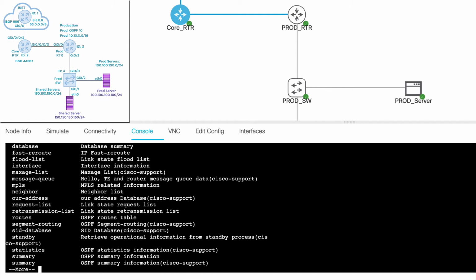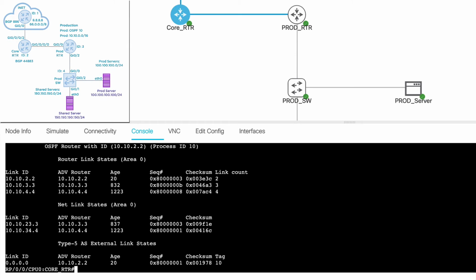OSPF database. And if you look at our type 5, you'll see that we have a default route in our database. So that's an easy way to check it on this device, is to check our OSPF database to say, hey, where's that default route? Are we actually injecting or sending that default route out? And in this case, we are.